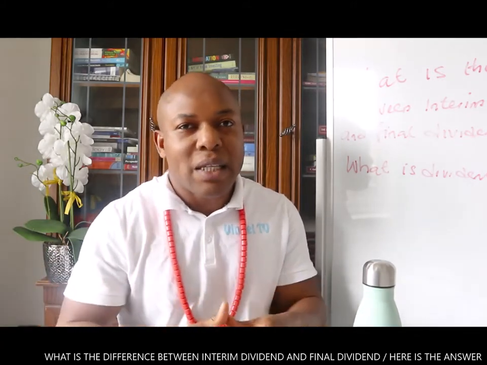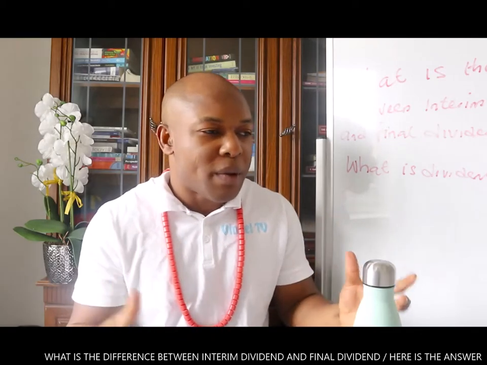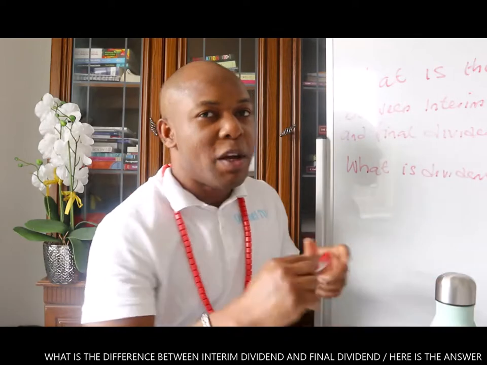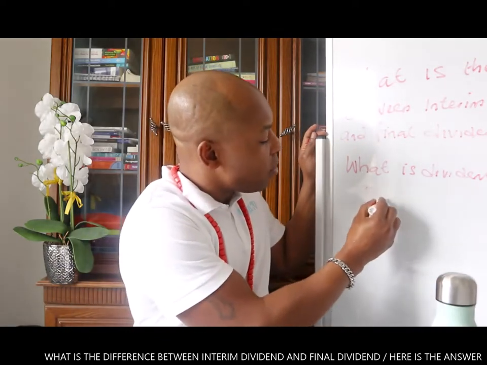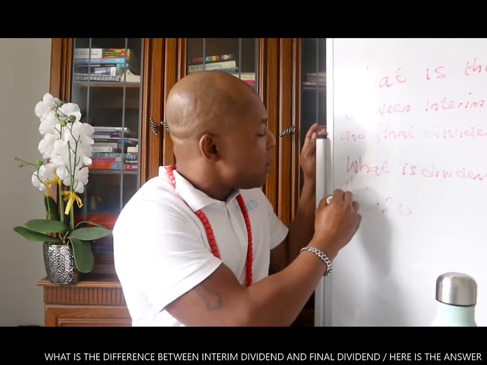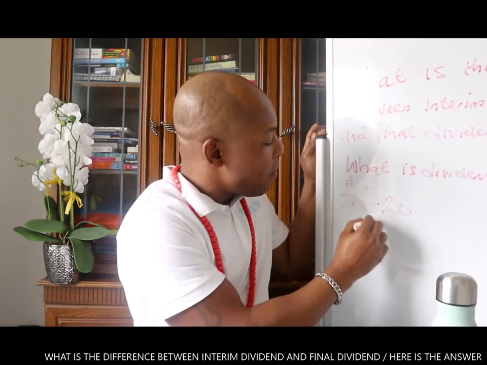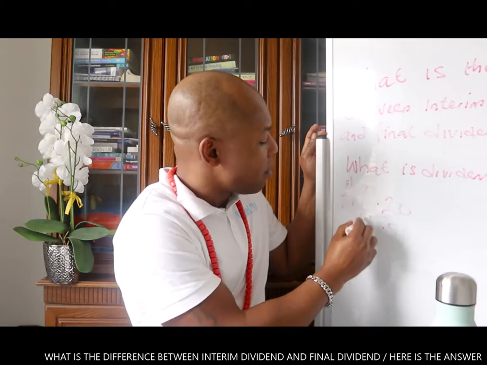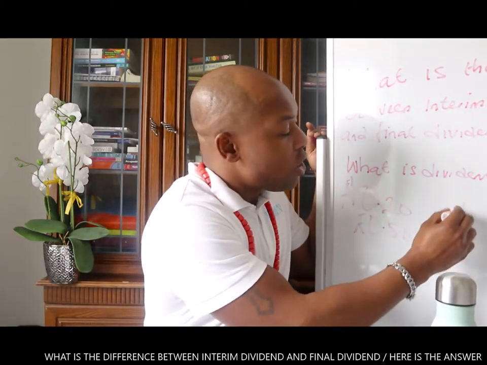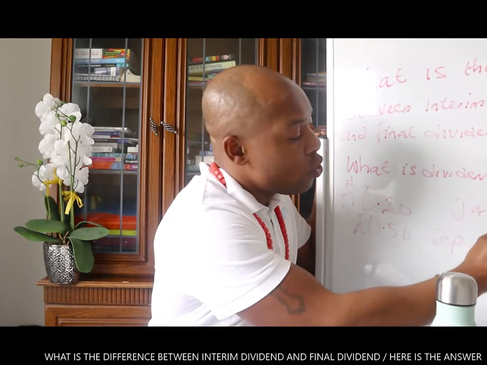Now the final dividend is what the company declares after they pay you the interim dividend. Some companies may pay you an interim dividend of maybe 20 kobo, right? Or 20 or 50 pence interim dividend. Okay, then they do this around September. This is for January to June.